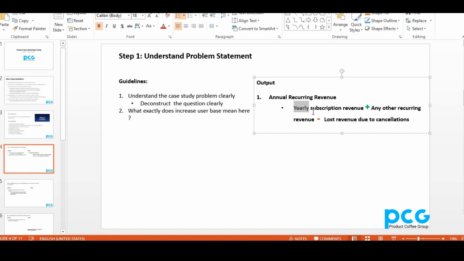So for that, I've written down a formula, right? Annual recurring revenue is equal to yearly subscription revenue plus any other recurring revenue minus lost revenue due to cancellation, right? What do you guys think about this particular definition? And are we missing anything, or what is your opinion? These are the three levers I've told, right? But you cannot just stop with this and then go to the next part of the case study. You need to deconstruct it even more. How would you do that?